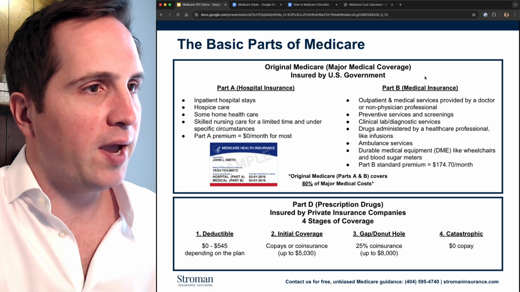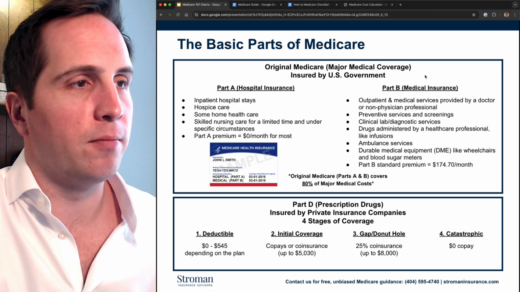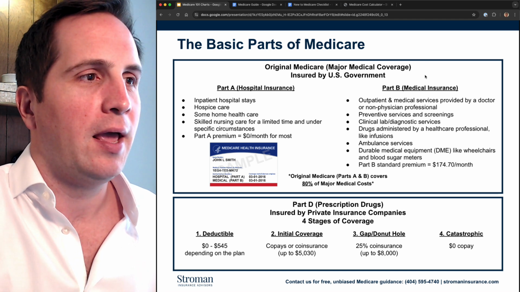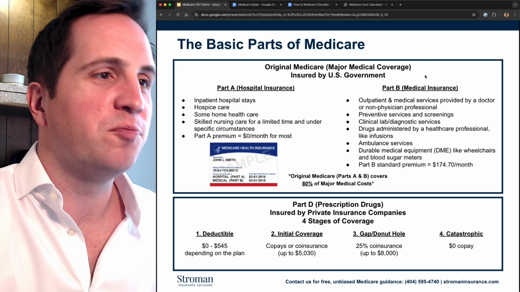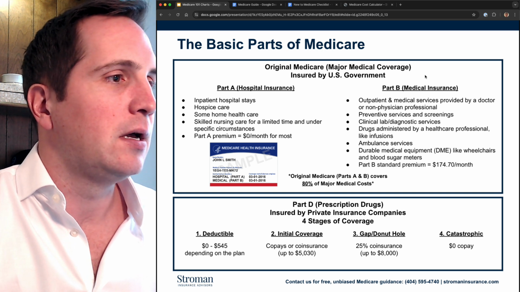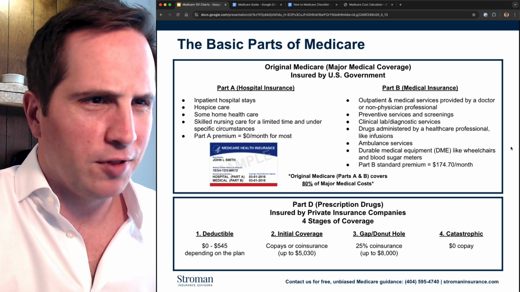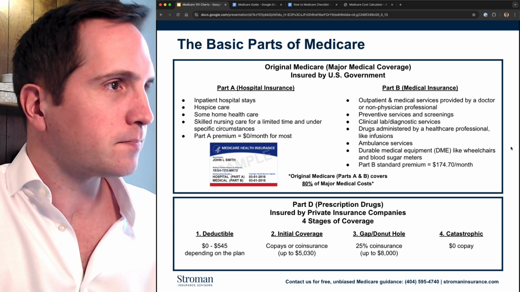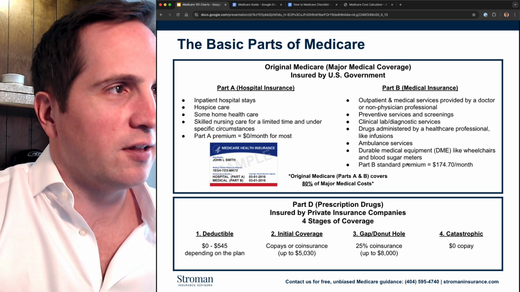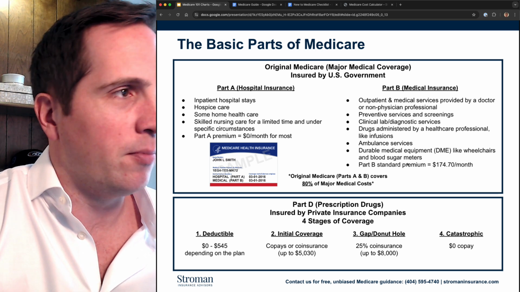This is a two-page chart that goes over the parts of Medicare and pretty much answers the questions that most people need to figure out when they're starting Medicare. Really nothing more. This is kind of a cheat sheet. So let's go through this top to bottom on both pages.